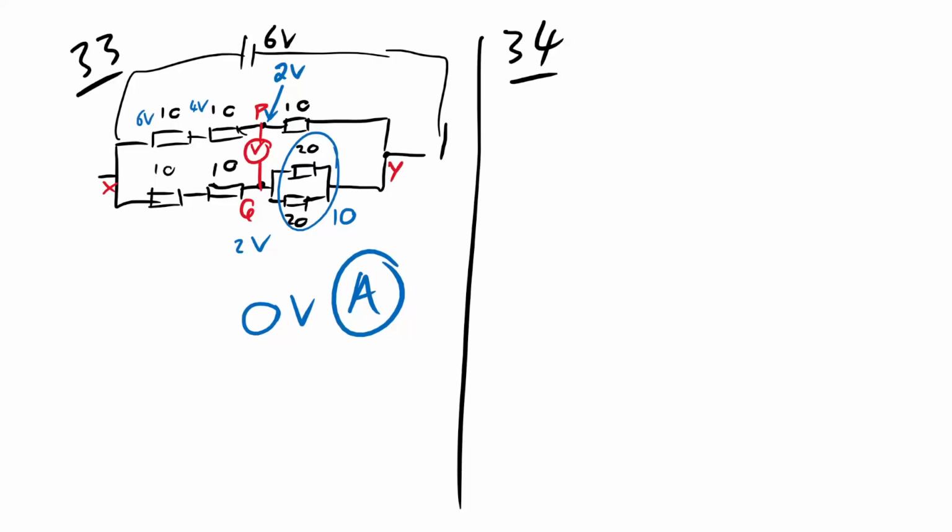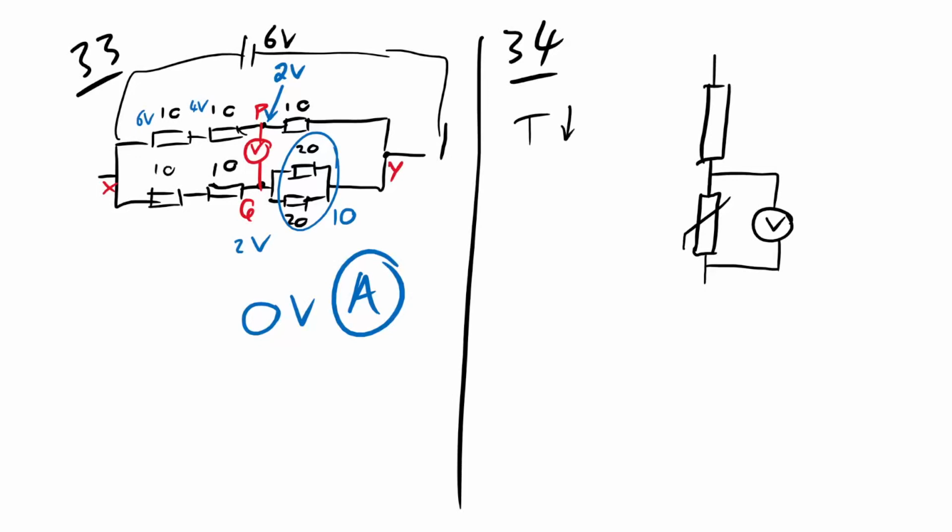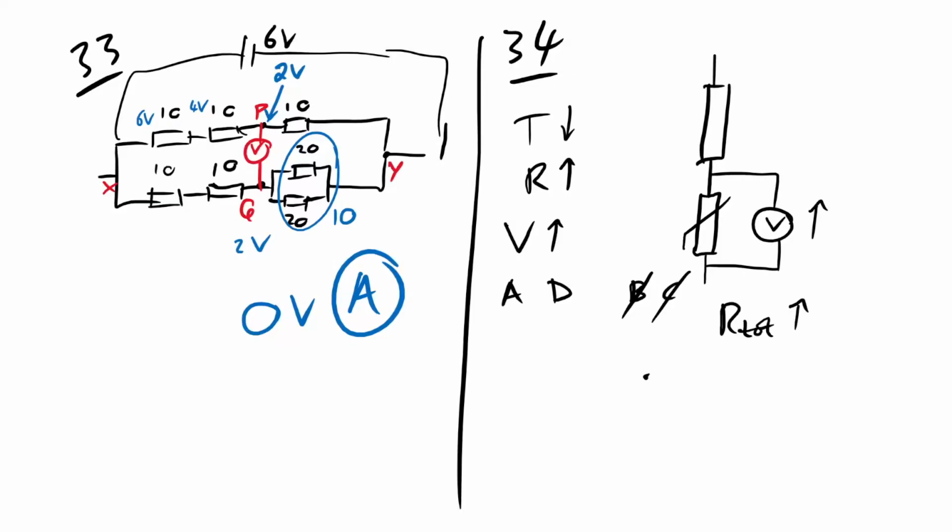Finally, 34, we have a potential divider with a thermistor. We're being asked what happens to the PD and current when the temperature goes down. You should know that when the temperature goes down for a thermistor, its resistance goes up, it does the opposite to a filament bulb. So if its resistance goes up, then so does its share of the voltage. So that goes up, so it has to be A or D, can't be B or C. And of course, if its resistance is going up, then the total resistance is going up as well. Therefore, that means that the current goes down. So the answer has to be D.